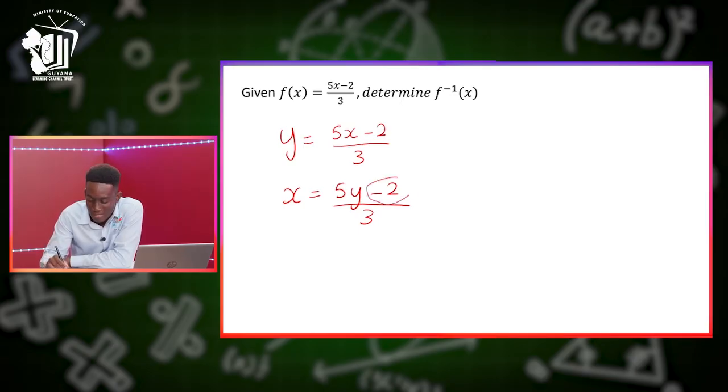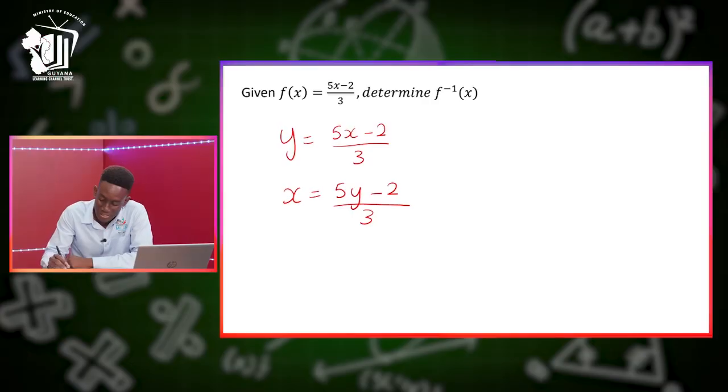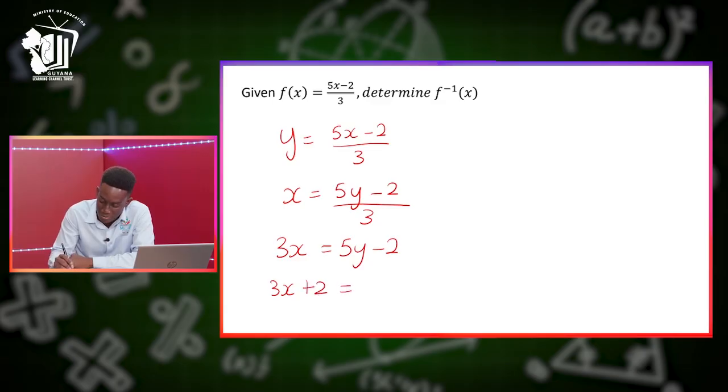So in this case, we cannot take over 2 first. We must take over the 3. The 3 is dividing everything. So we take over the 3. So when we take the 3 over, it will multiply. So we'll have 3x is equal to 5y subtract 2. And then now we take over the 2. So we'll have 3x, and we take the 2 over, it will add. So this will be plus 2 is equal to 5y.